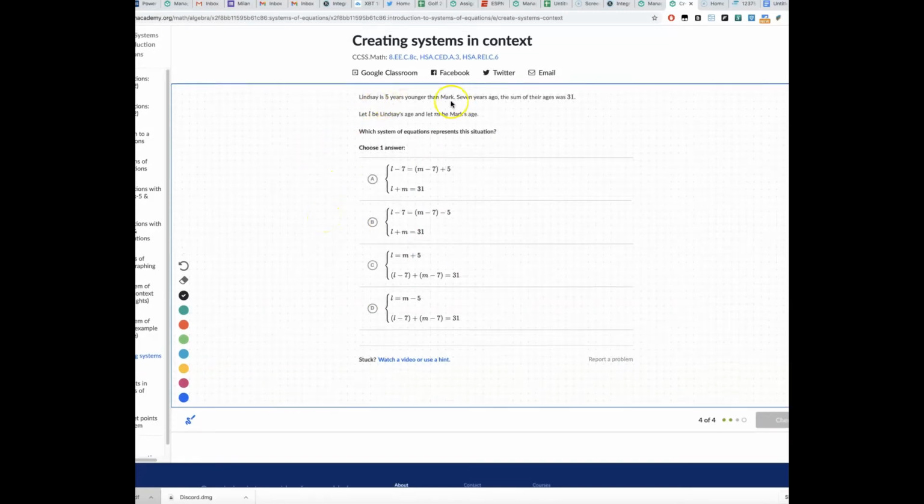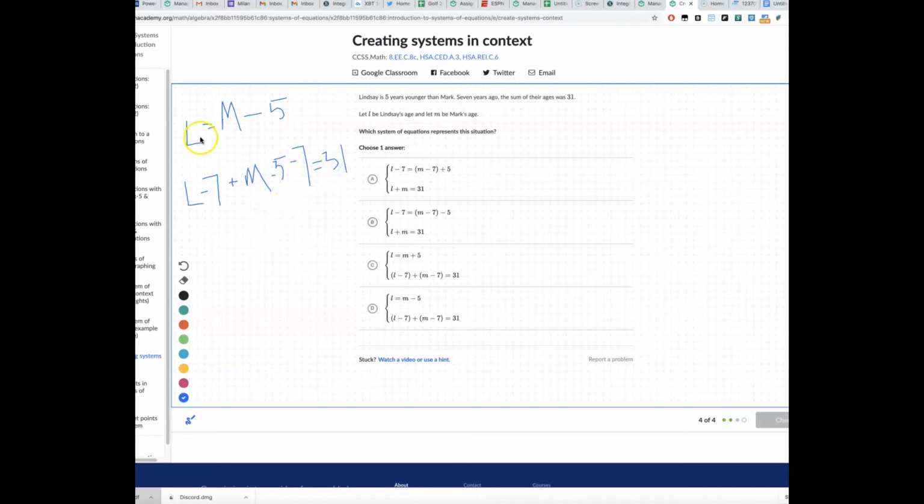Lindsay is 5 years younger than Mark. 7 years ago, the sum of their ages was 31. All right, Lindsay is Mark minus 5. 7 years ago, the sum of their ages was 31. So if I go 7 years ago, well, they were L minus 7. They would be M minus 5 minus 7, and that adds up to 31.